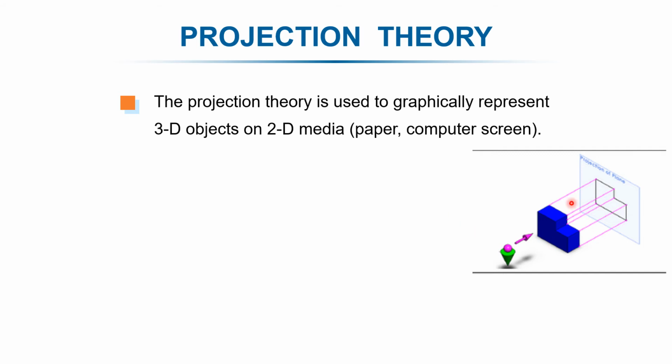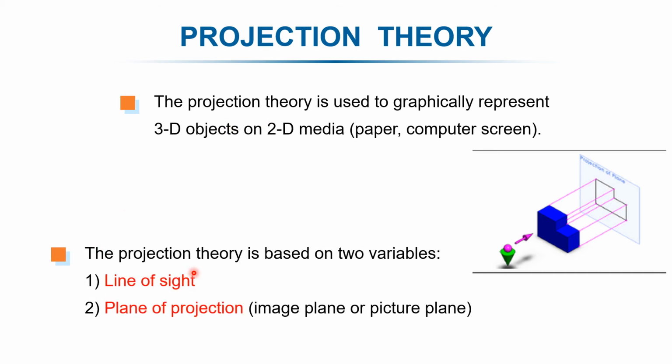For example, here is a 3D object, and here is an observer, a person seeing this object. Then the person can see the shadow of this object on this wall. This shadow on the wall is called projection. Or you can also see, if there is a lamp or light, the shadow of this object on the wall will look just like the 3D object. So this is the projection of a 3D object on 2D media. That is the projection theory, and it is based on two principles, two variables.